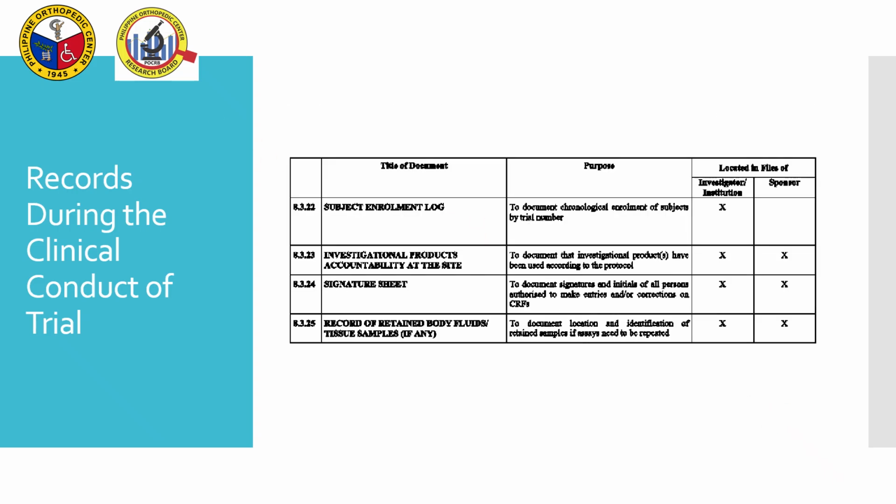Next, we'll go again with the records during the clinical conduct of the trial. Let's proceed with the subject enrollment log. The primary purpose of this is to document the chronological enrollment of subjects by their assigned trial numbers. Note that this document is located exclusively in the files of the investigator or institution because this maintains subject confidentiality while allowing for an organized audit trail of who entered the study and when.